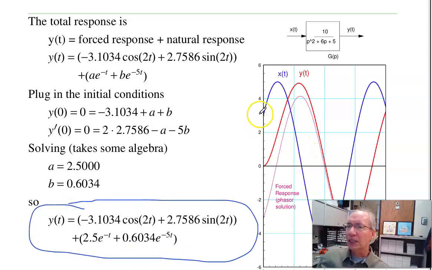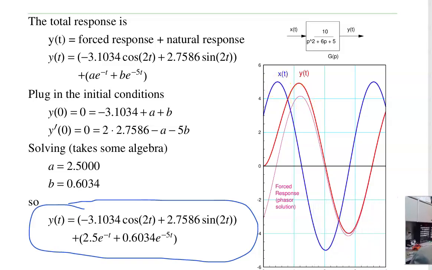And what it looks like is, here's the input. The pink line is the forced response. The red line is the actual response. So I start from 0. The initial velocity is 0. Initial voltage is 0. I go up and converge to the steady-state solution. I'm converging as this. That difference is 2.5 e to the minus t plus 0.6 e to the minus 5t.